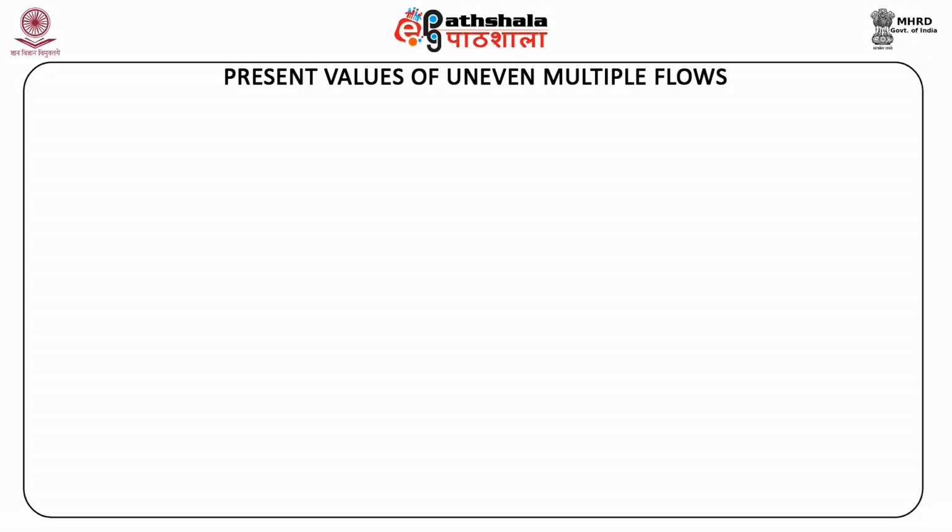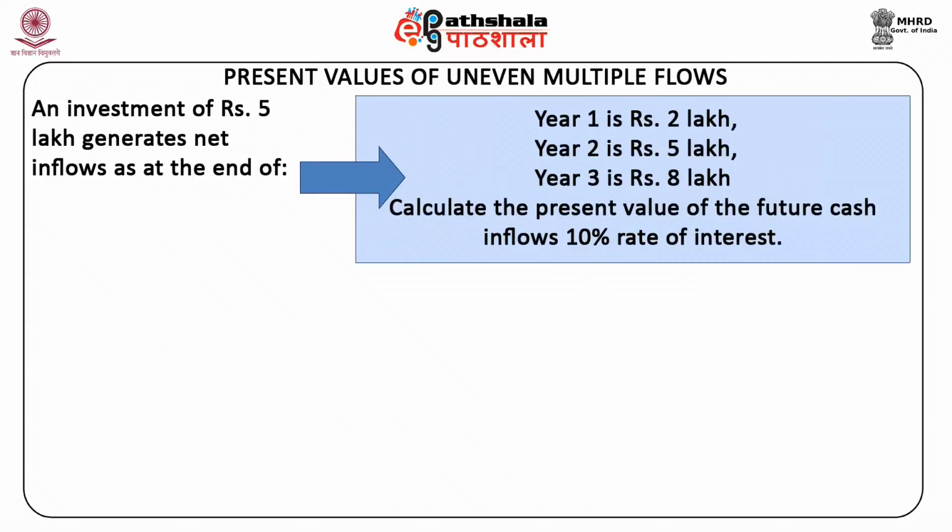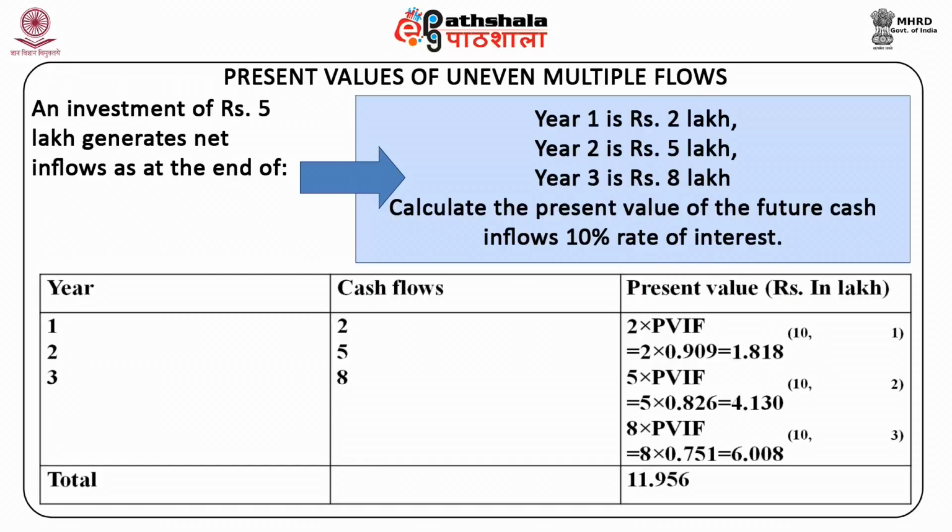Example: an investment of rupees 5 lakhs generates net inflows at the end of year 1 of 2 lakhs, year 2 of 5 lakhs, and year 3 of 8 lakhs. Calculate the present value of the future cash inflows at 10% rate of interest. Solution: it is represented in this table where column 1 shows year, column 2 is cash flows, and column 3 is present value in lakhs.